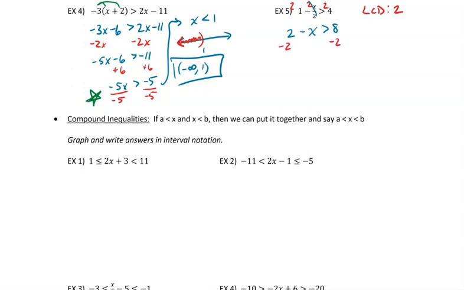We can subtract 2 from both sides to get rid of the constant. And divide both sides by negative 1 to get rid of that negative, because remember, we don't want negative x, we just want x. And since we divided by a negative, we're going to flip it. It's going to be x is less than negative 6. So here's negative 6. It's going to be everything to the left of it with a parentheses. So negative infinity to negative 6.